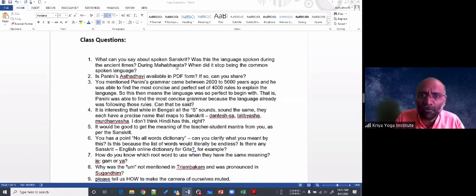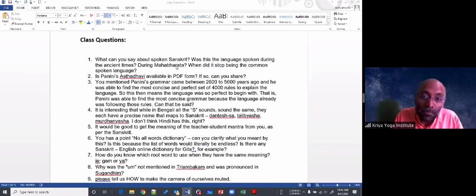What can you say about the spoken Sanskrit? Was this the language spoken during the ancient times, during Mahabharata? When did it stop being a common spoken language? So Sanskrit was a spoken language, and Panini took all the styles which were being spoken at that time. He also took all the scriptures or the books which people had written at the time, and he took all that information and came up with this grammar, the rules to produce all those sorts of words which people are speaking.